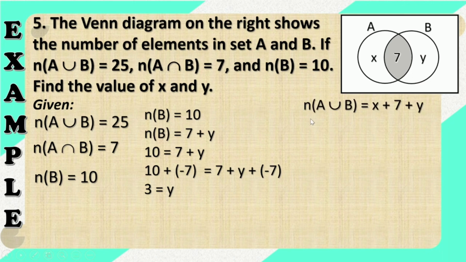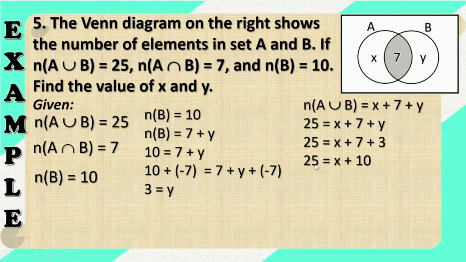And the cardinality of A union B is X plus 7 plus Y. Since the cardinality of A union B is 25, so we have 25 equals X plus 7 plus Y. And then the value of Y is 3. So, masosolve na natin yung value ng X. So, 25 equals X plus 7 plus 3. So, we have 25 equals X plus 10.